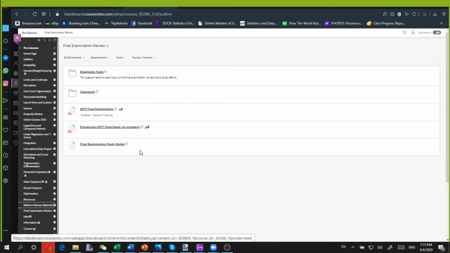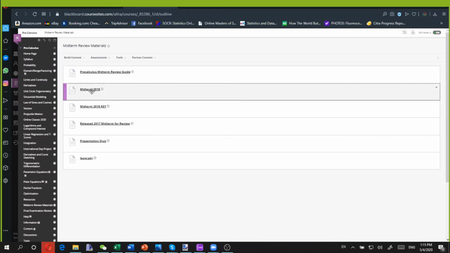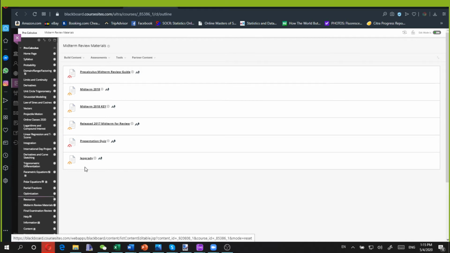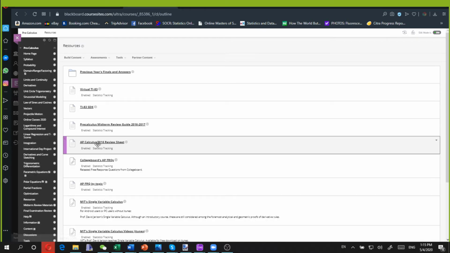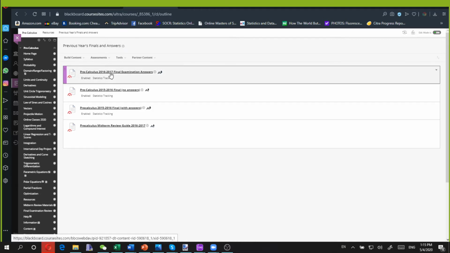I've also got under midterm review materials the midterm keys from several previous years. So for quarter 1 and 2 topics, that's a good way to study as well. If you want to go back even further than that, if you click on resources and then previous year's finals and answers, that'll go back beyond 2017.